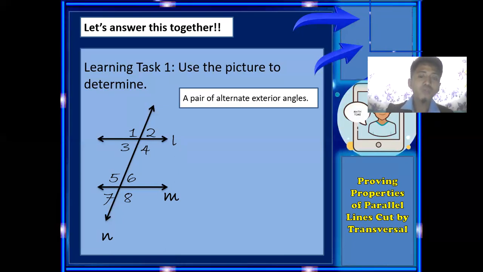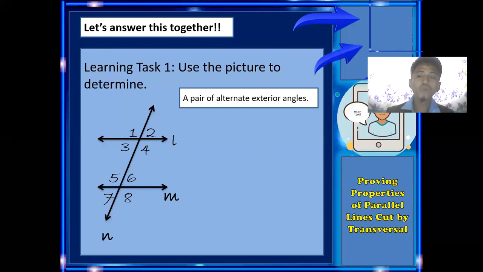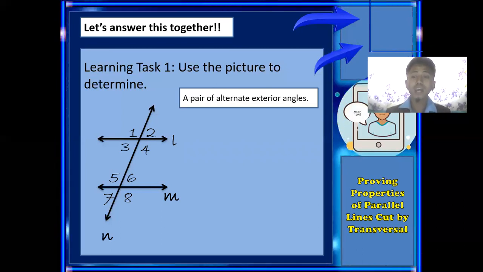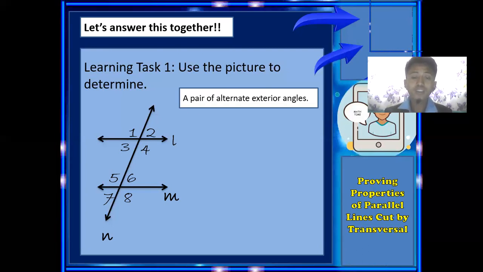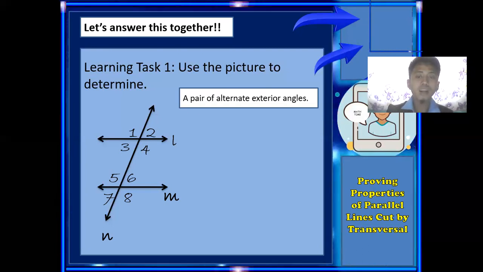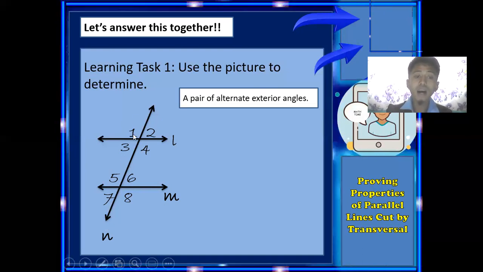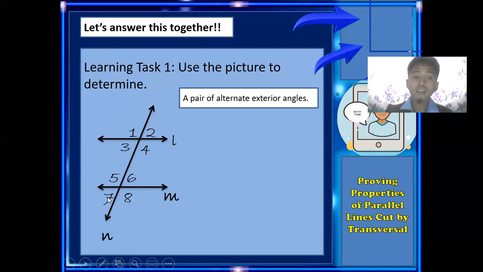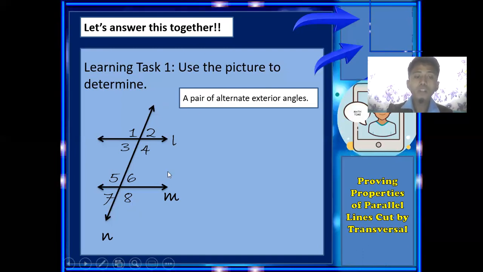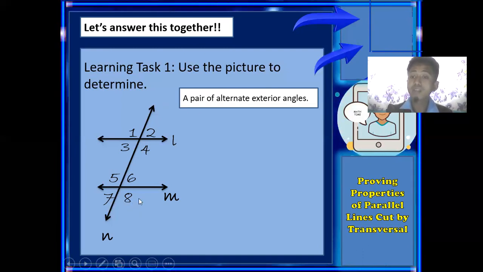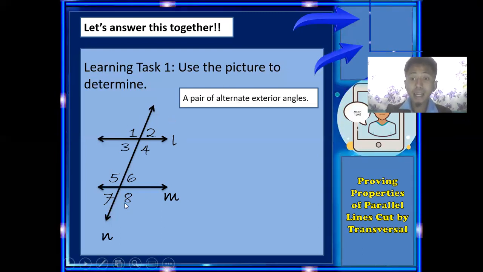Next is a pair of alternate exterior angles. From the word itself, exterior is located on the outside part of our parallel lines cut by a transversal. So what are those angles that are located on the exterior part of the parallel lines cut by a transversal? That is angle 1, angle 2, angle 7, and angle 8. Which among them are a pair of alternate exterior angles? From the word itself, alternate, right? So angle 1 and angle 8 are alternate angles. At the same time, they are exterior.